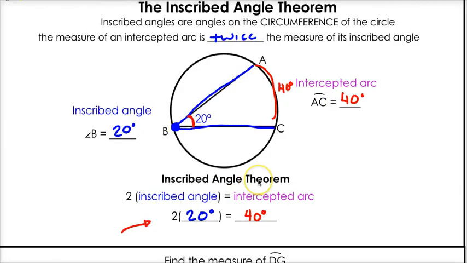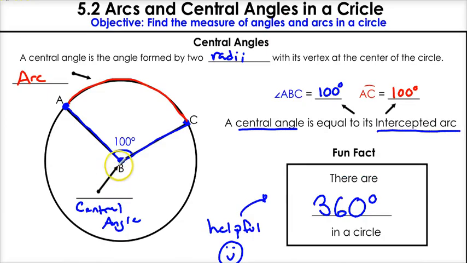All right, so that's it for this lesson. Remember, it's important to distinguish the difference between inscribed angles, which are on the circumference of the circle, or on the outside of it, and central angles, which are in the middle of it. And if you know the difference there, you're good to go.